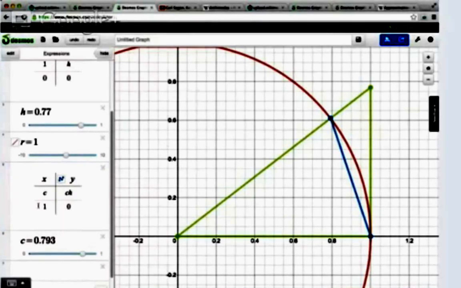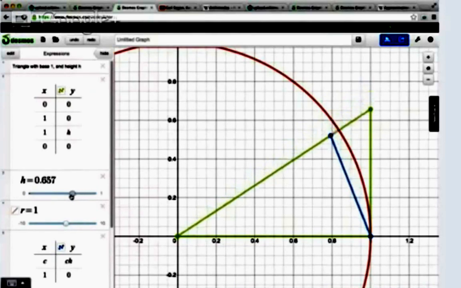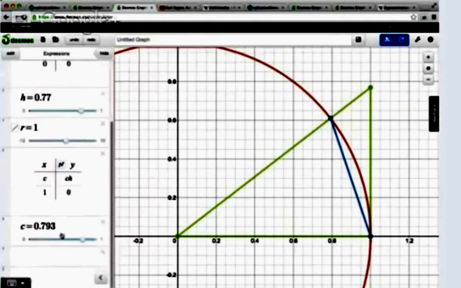So this value for c that we found by a slider works for this particular triangle, but if we change h, then it doesn't work anymore. So we're trying to find a general value for c that works for any triangle. We can do this as a ratio problem by realizing that this distance c, this distance along the base, has the same relationship to the entire base, 1, as the distance along the hypotenuse has to the entire hypotenuse. So let's do this as a ratio.